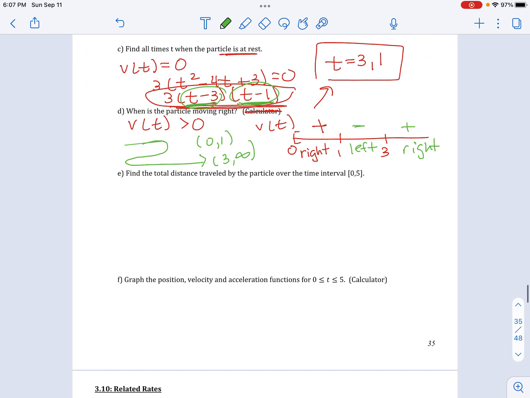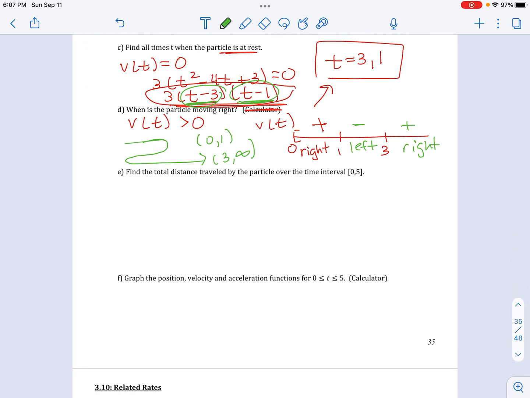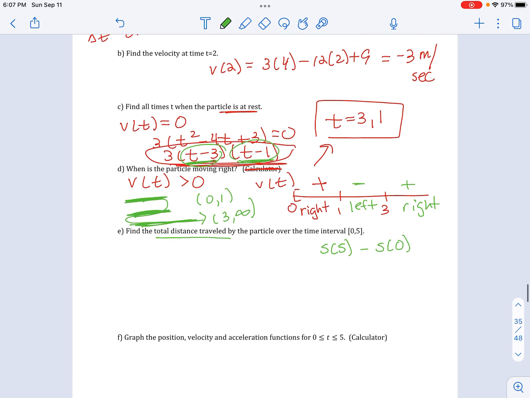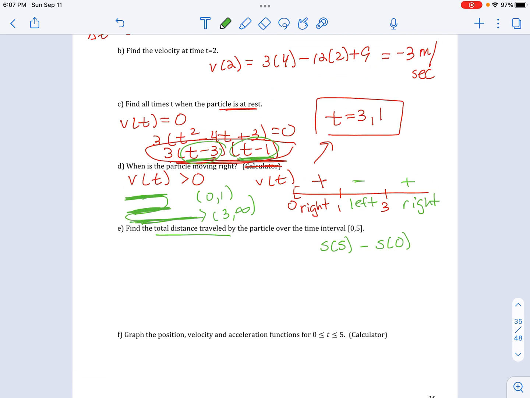Okay, the last question is find the total distance traveled by the particle over the interval. For total distance traveled, we need to know how many units the particle has moved in this direction, and then add up the units it moved backwards, and add up the units it went forward again. A lot of times people just want to take the position at 5 seconds and take the position at 0 seconds and just take the difference. Just for this piece, you can use your calculator just to do the arithmetic. If I find the position at 5, this is going to be 20.